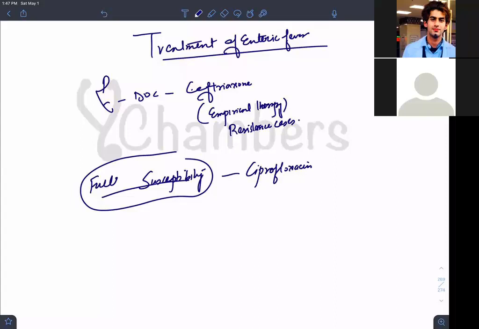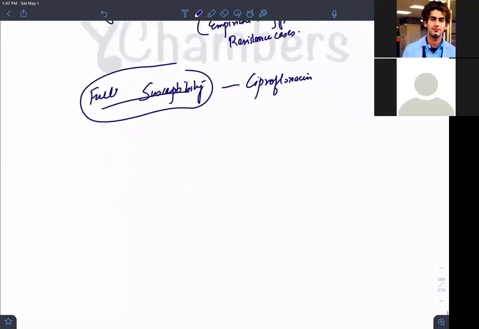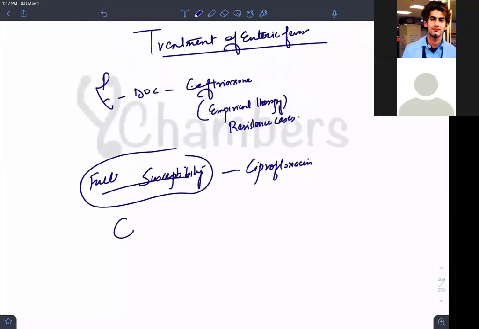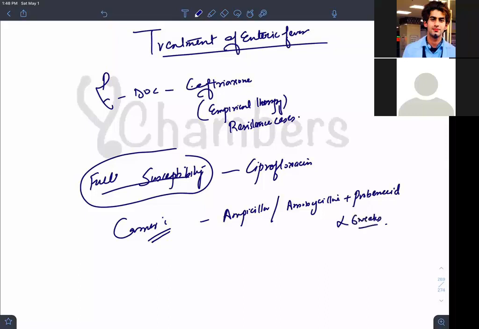Ciprofloxacin. Now I got a case. I got a carrier. How will you treat the carrier state? In the carrier, you will give ampicillin, or you can give amoxicillin plus probenecid. Amoxicillin plus probenecid. For how much? 6 weeks. For 6 weeks, guys. Is it clear?